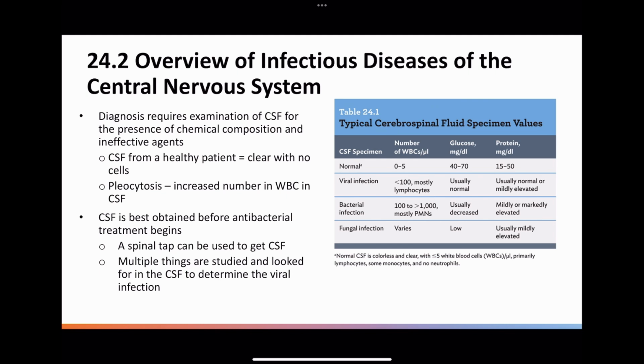CSF is best obtained before starting antibacterial treatment so that killing the bacterial pathogens before the laboratory can grow them can be avoided. A spinal tap is often used to acquire CSF. The CSF is then tested for glucose and protein concentration and for white and red blood cell count. To the right is a chart that shows normal, viral infection, bacterial infection, and fungal infection CSF specimens and includes the number of white blood cells, glucose, and protein in each of these.